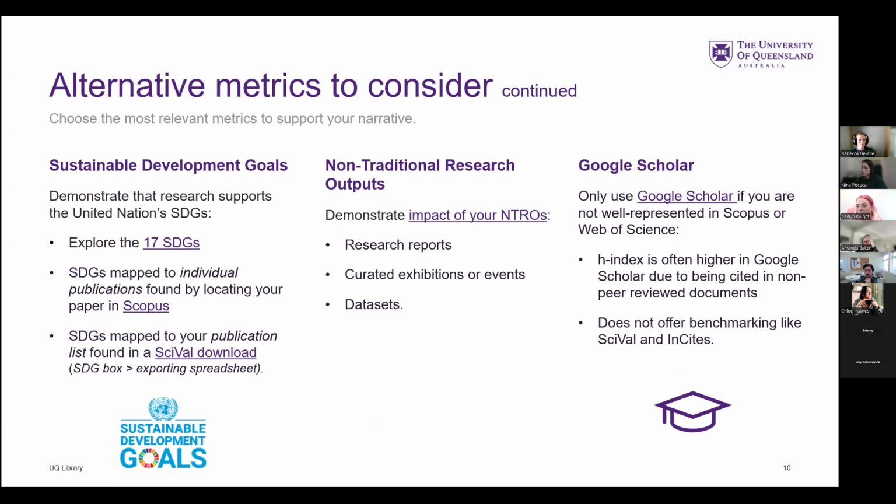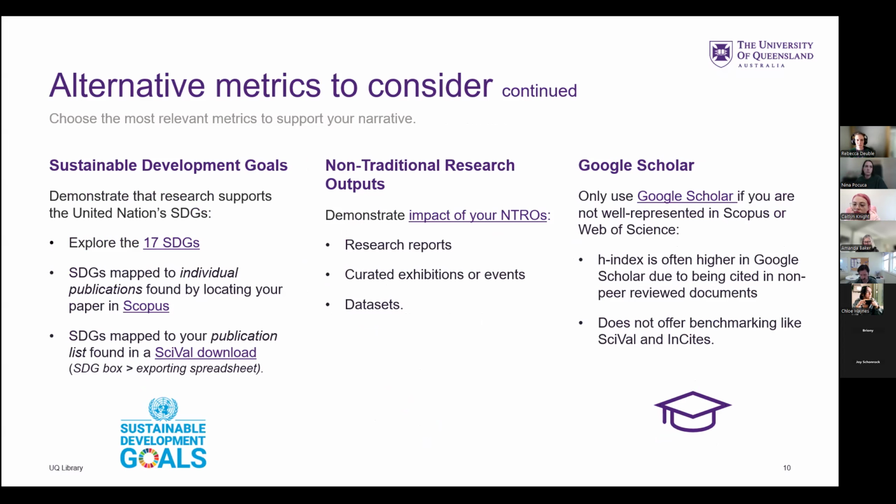I'm not going to go through all of these in detail, but Sustainable Development Goals. This demonstrates that your research supports the United Nations Sustainable Development Goals. We can look at this in SciVal and Scopus as well. So if your paper is classified in a particular SDG, it will show up in Scopus or SciVal.